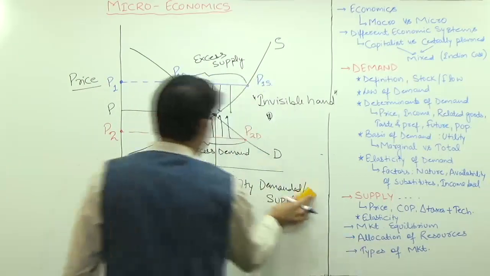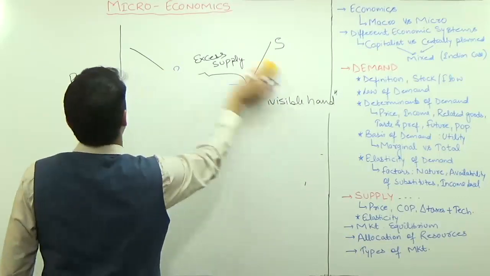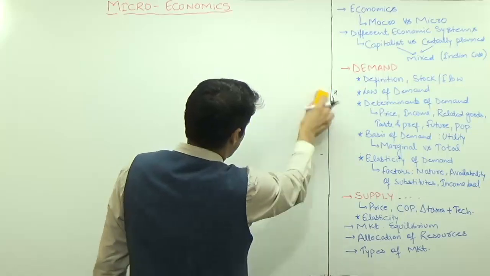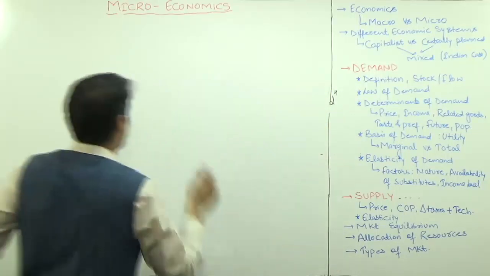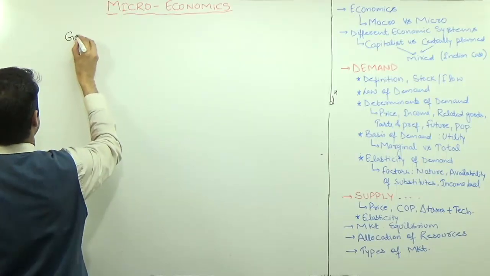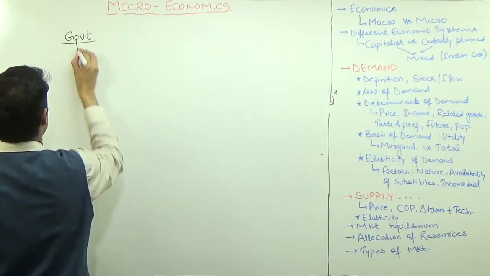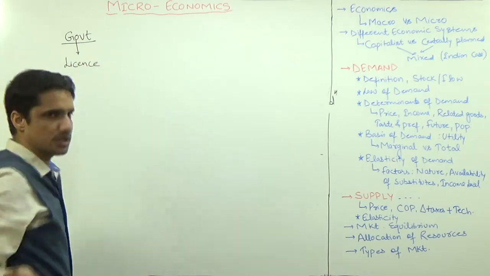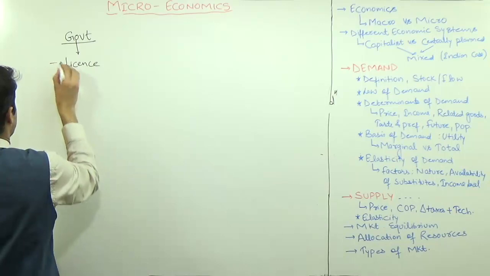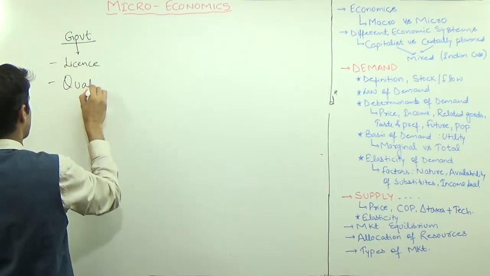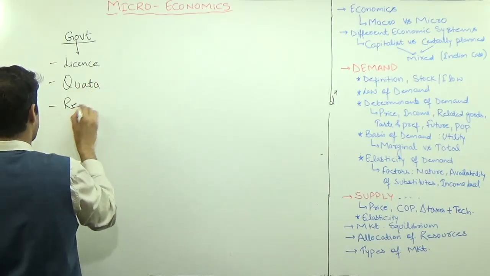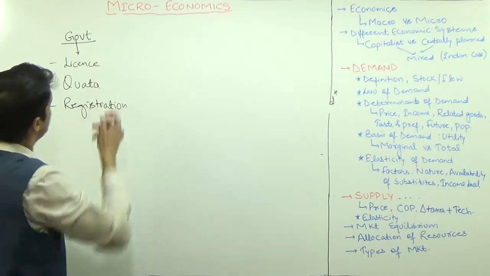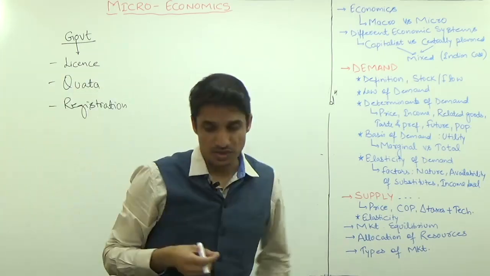Then we have the allocation of resources. Whatever natural resources any society possesses can be distributed by the private sector or by the government. The government distributes through multiple channels, like licenses, just like the recent spectrum sale. So license is there, quota system is there, registration system is there. All these are the options through which the government distributes the resources.